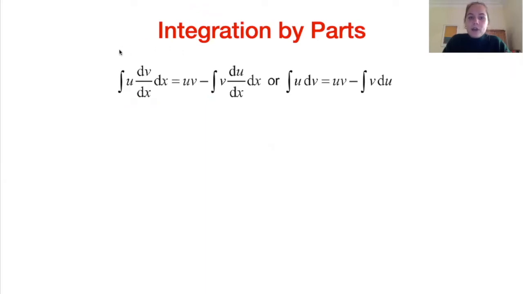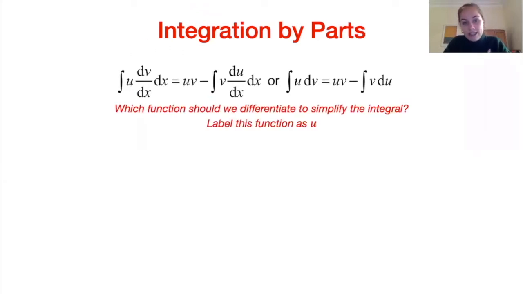Now, the question we're really asking ourselves here, when we see an integral like this, is which function should we differentiate to simplify the integral? And this function we should label as u. This question is often more relevant and gives you more information than asking yourself which function should we integrate to simplify the integral. So we're going to ask ourselves this question right here when we look at some examples. So let's look at this first example.